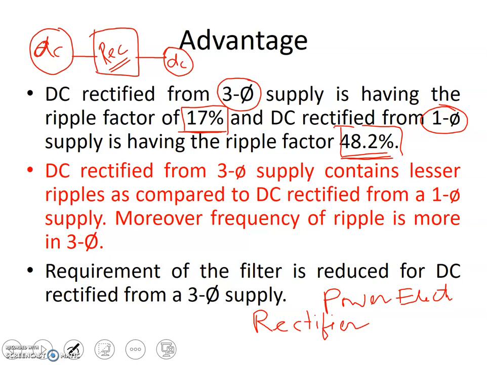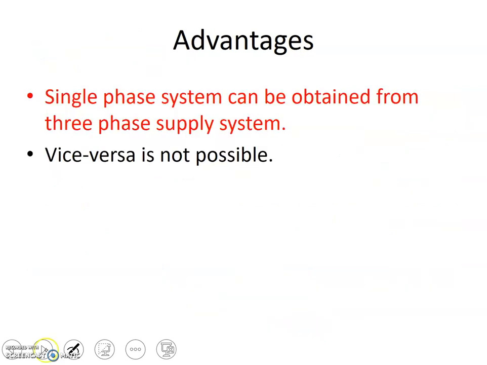So DC rectified from a three-phase supply contains lesser ripples as compared to DC rectified from a single-phase supply. Moreover, the frequency of the ripple is higher, so the requirement of a filter is reduced for DC rectified from a three-phase supply. So you need bigger, costly filters to filter out the ripples in the case of a single-phase system.